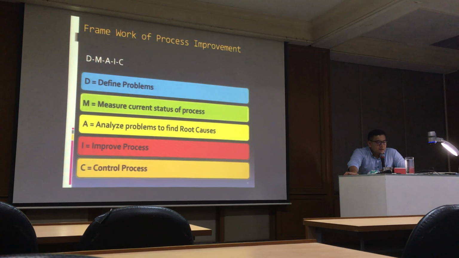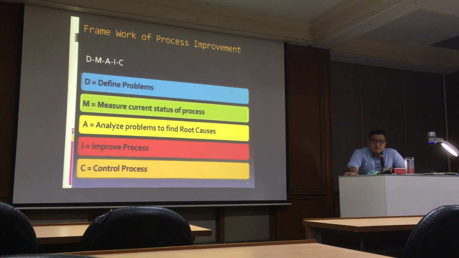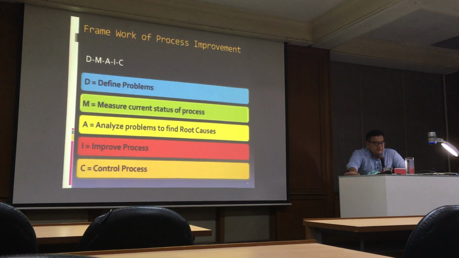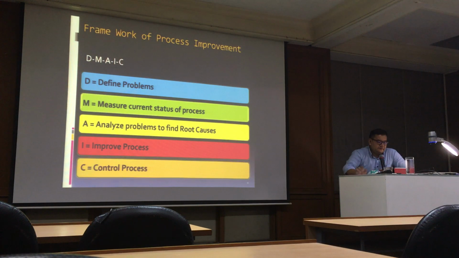I comes from improve, so we're going to have several ways to improve the process, right? We're going to talk about this later. And C comes from control. So it means that after you improve the process, you would like to maintain that improved process to not go down again. So we try to keep it right on that status.